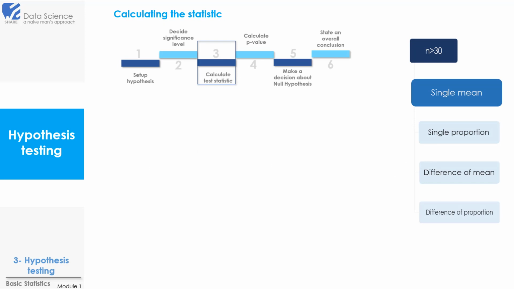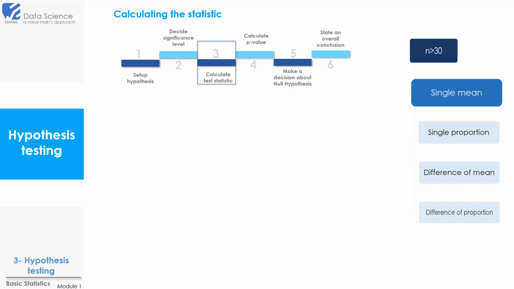As you can see on the screen, at the top I have displayed the steps involved in the testing and highlighted step 3, as we will only see this step in detail because the rest of the steps are common for all the tests. Then on the right hand side, I will be displaying tests from each of the categories that we saw earlier. The first category here is when the sample size is greater than 30. We have 4 tests here: single mean, single proportion, difference of mean, then difference of proportion.